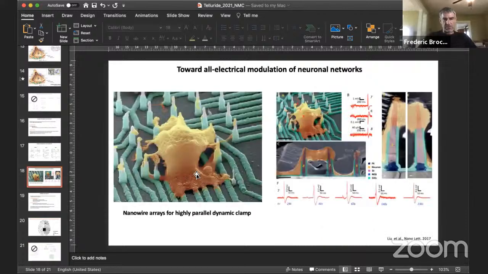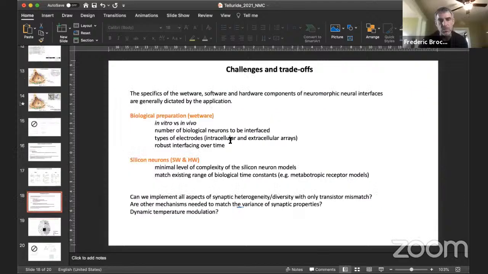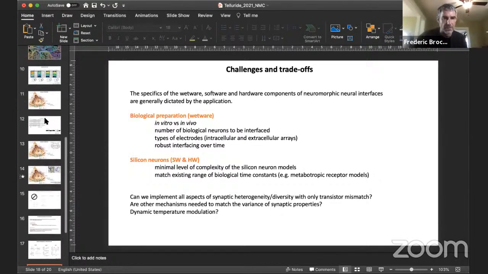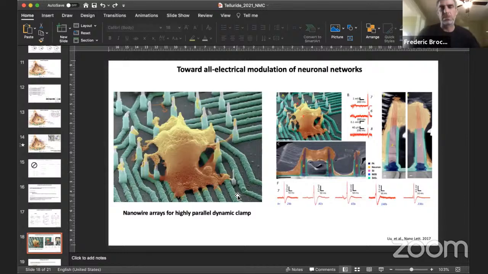So that's why there is a lot of hope in those nanowire arrays, where a highly parallel dynamic clamp system can potentially be built by connecting every single wire with an equivalent silicon neuron. And given that we now have those massive large-scale systems of silicon neurons, the neuromorphic part of those systems, we need to work on the interface. And that's, I think, what June is doing currently. So that's one of the hopes: having in the near future a massively parallel dynamic clamp, addressing many neurons at the same time.